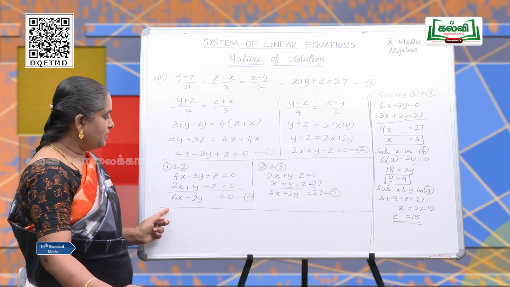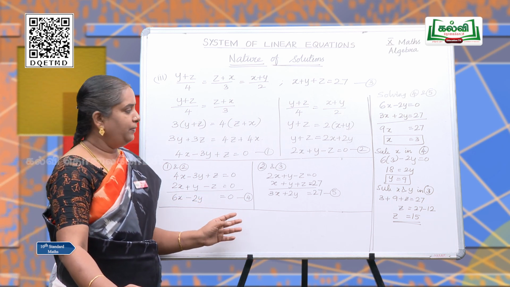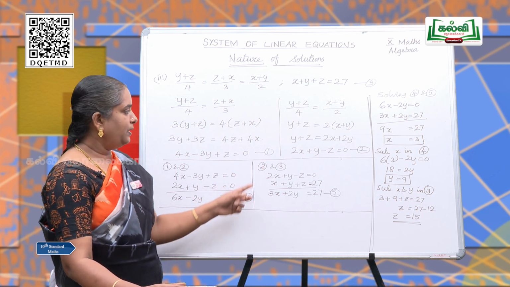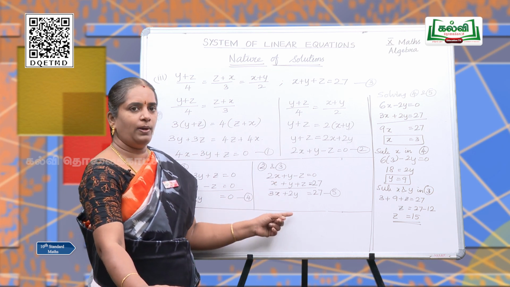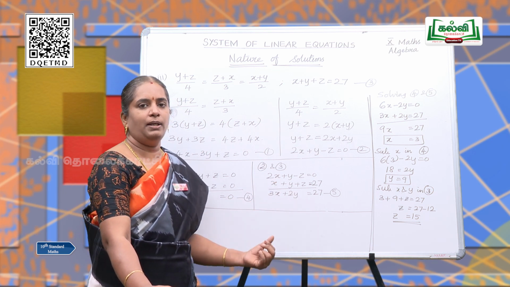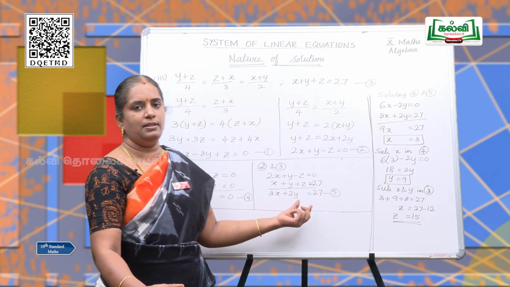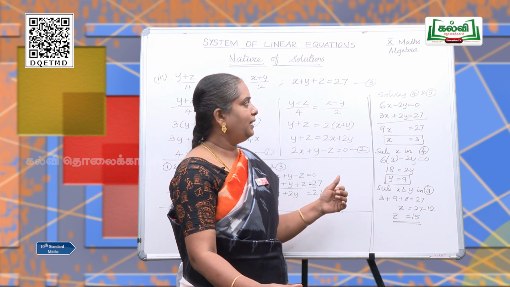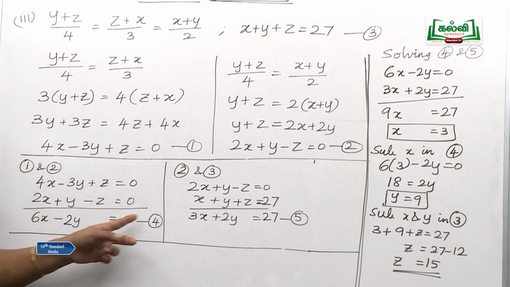So, adding we get 6x minus 2y is equal to 0, and taking second and third equation and adding, we will be eliminating z again. So, 3x plus 2y is equal to 27 becomes the fifth equation. So, this is our fourth equation and this is our fifth one. So, solving these two, we will be getting the values of x and y.